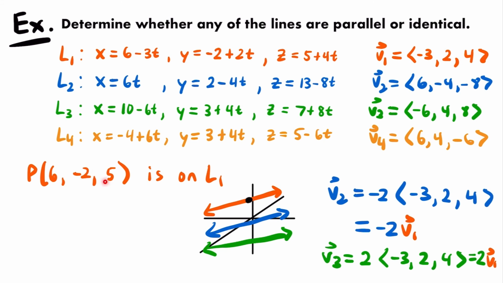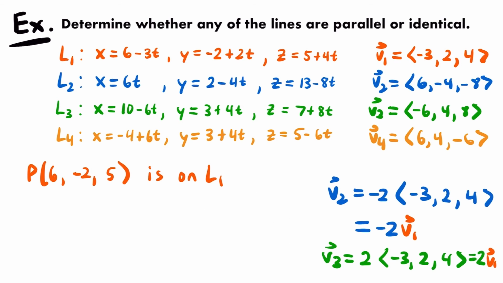So if we know that this point is on line 1, and we find out that it's also on these two lines, then these two lines would also have to be this line. There is no other possible line that they could be. They would have to be identical. Okay, and so that's what we're going to do here. We're going to see if this point is also on lines 2 and 3. But how exactly do we do that?